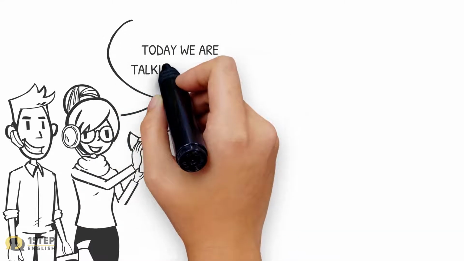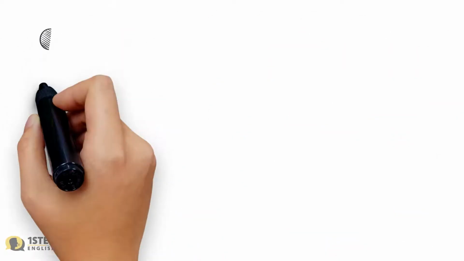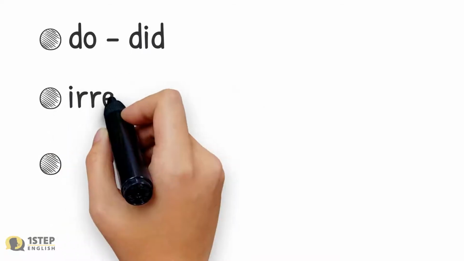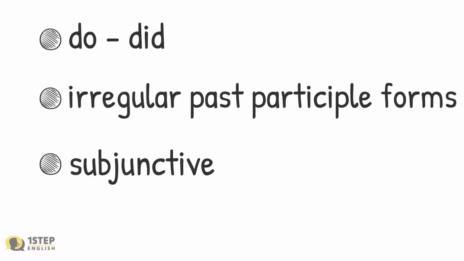Today, we are talking about basic verb forms. Some, perhaps most, of this will be old hat for you. You don't need to be told that the past tense of do is did, but maybe you need to be reminded of irregular past participle forms or what the subjunctive is. And though you already know many of the rules, it's probably been years since you've seen them clearly articulated.